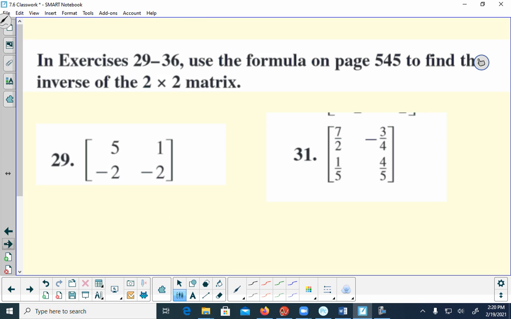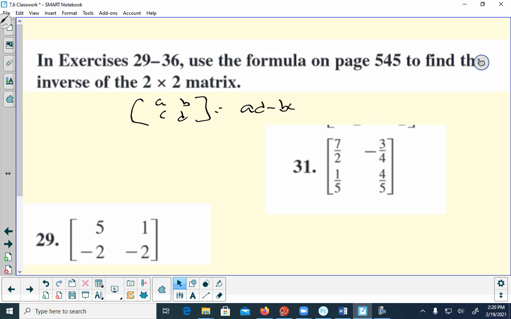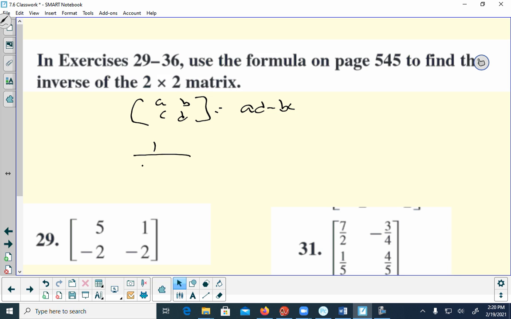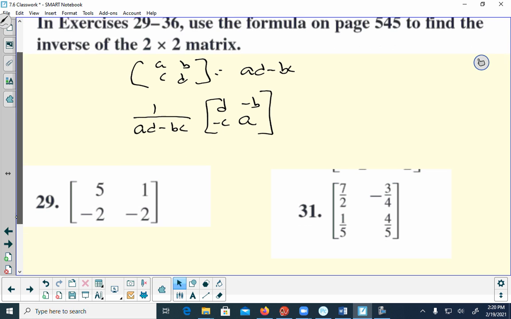Okay, the next one says use the formula on page 545 to find the inverse. So remember, that's when I have this A, B, C, D, and I do AD minus BC, which is the determinant. And then to find the inverse, I take 1 over that, AD minus BC, and then I change this matrix a little bit. The D and the A switch places, and the B and the C stay in the same place, but they change sign. So if they were positive, they become negative. If they were negative, they become positive. Okay, so let's do one.